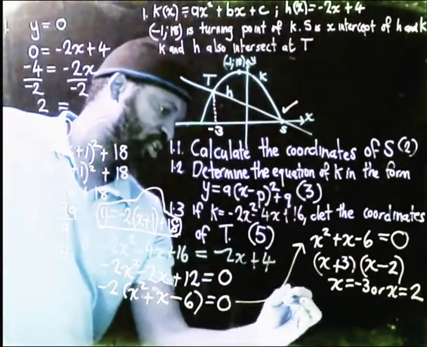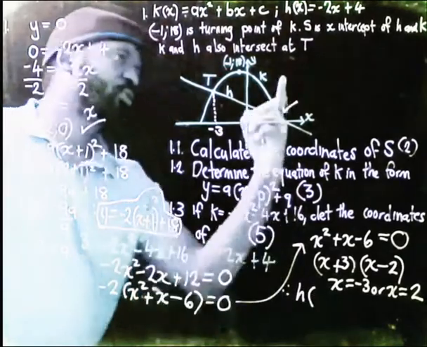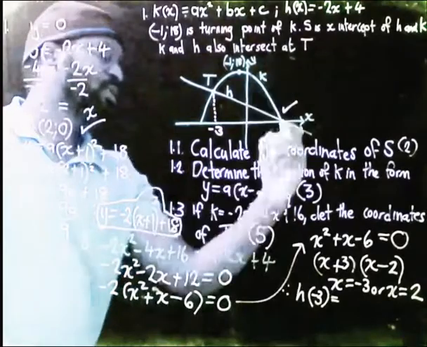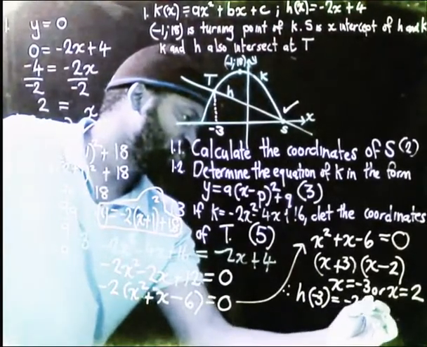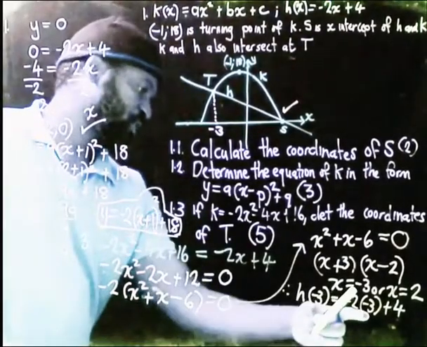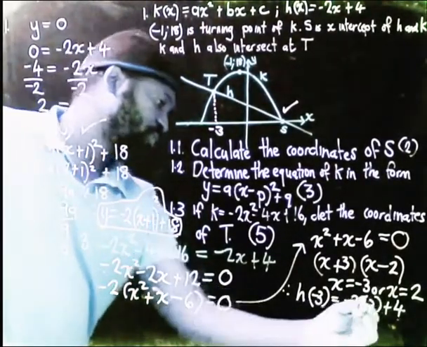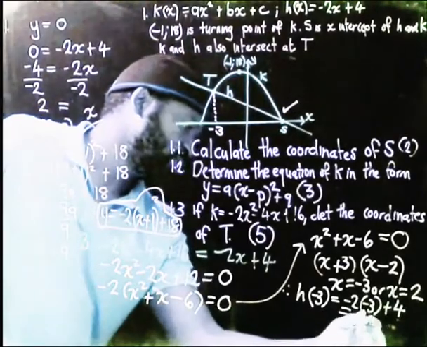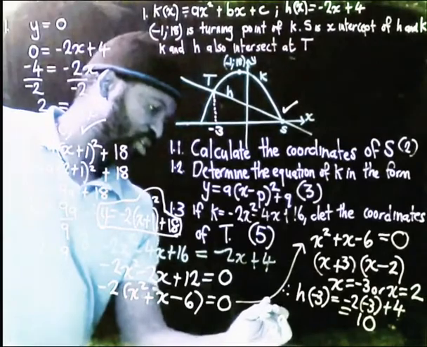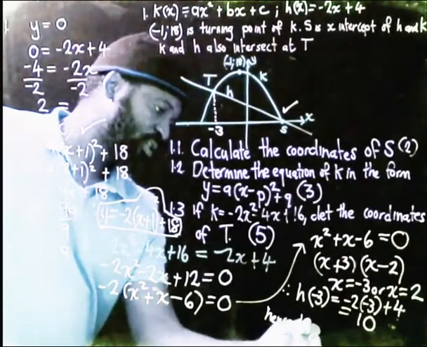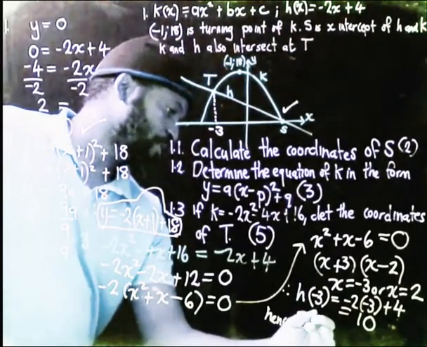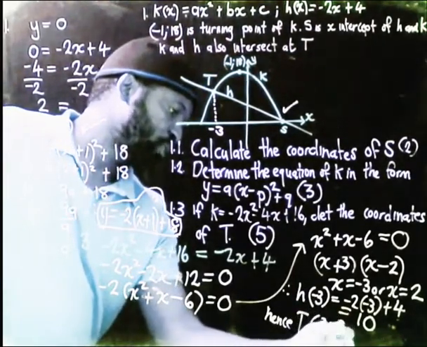So the function value when x is minus 3, h of minus 3, is going to be minus 2 times minus 3 plus 4. Negative times a negative is a positive 6, plus 4 gives me 10. So now I've got my two values, negative 3 and 10. And so hence t is now what? The x value is negative 3, the y value is 10.